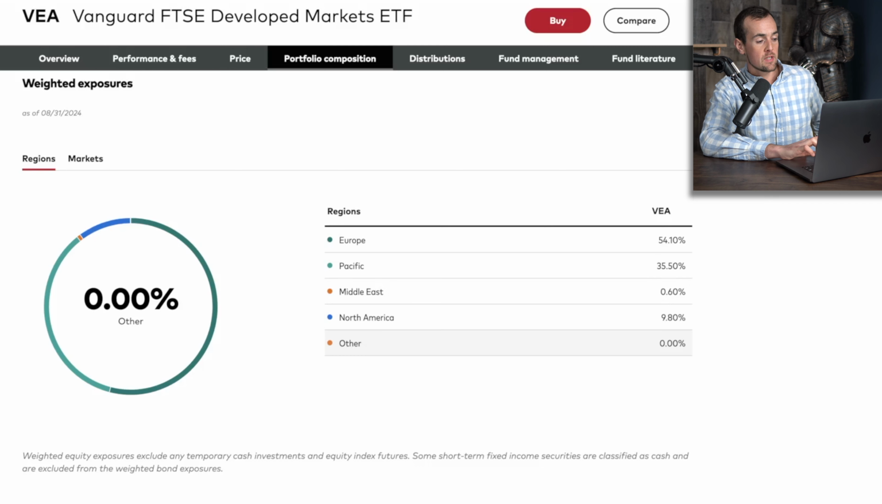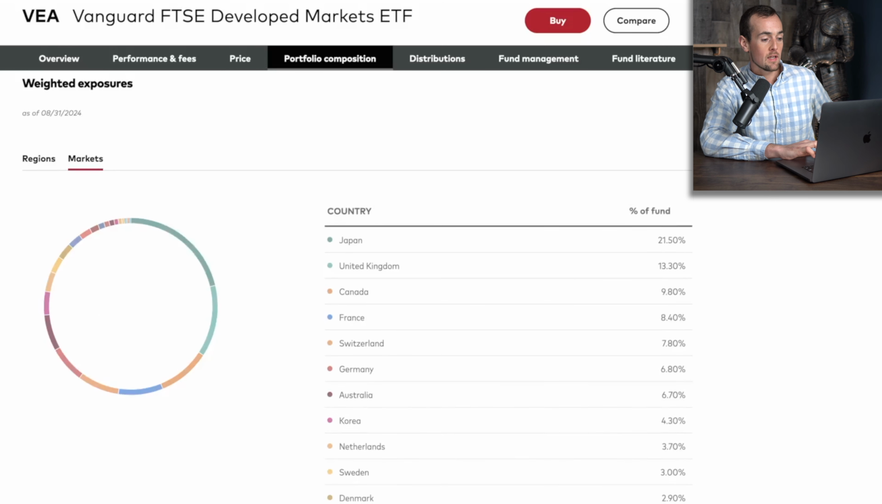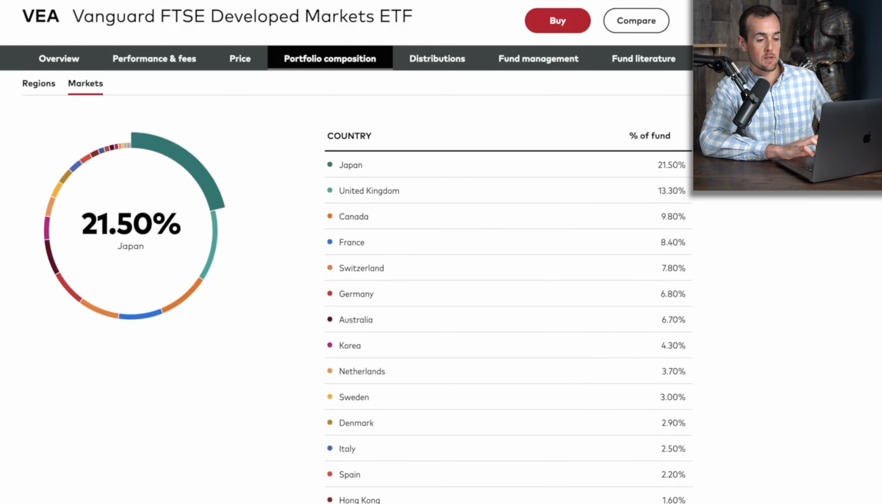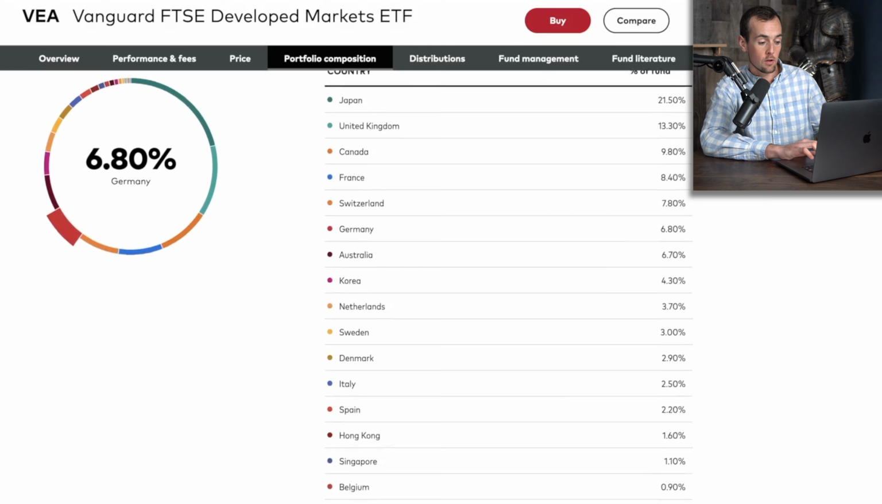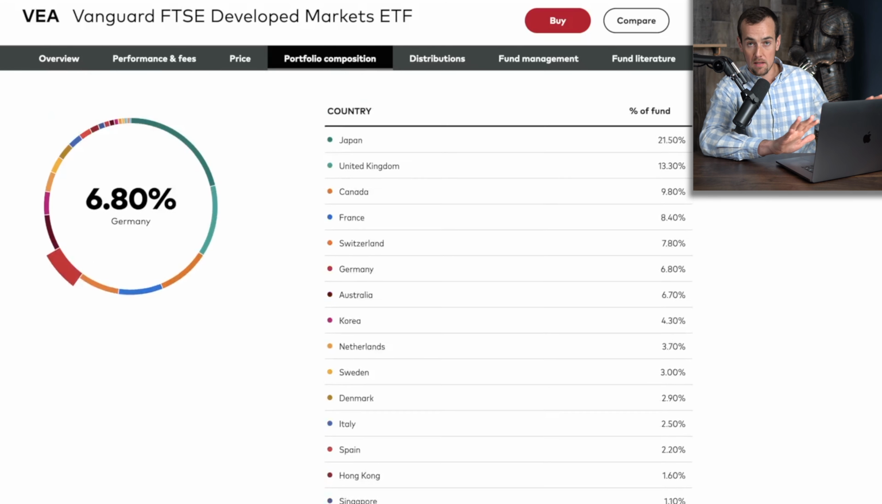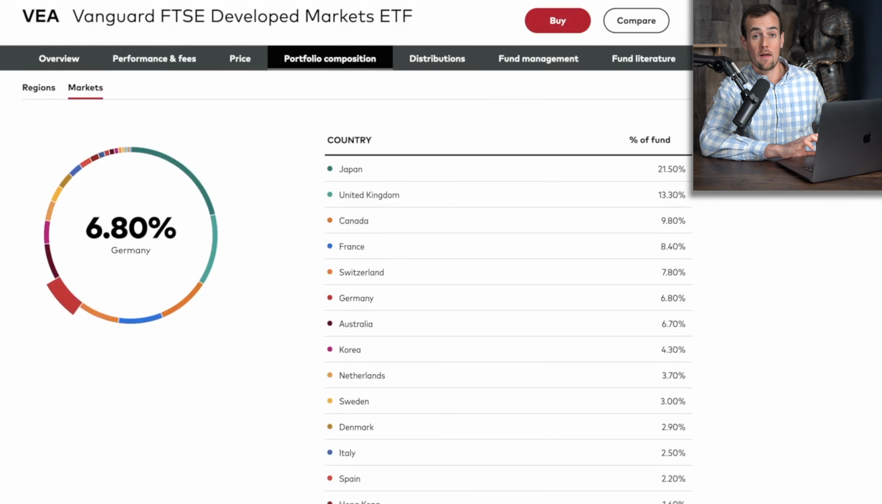If we take a look here at the markets, we can see that the largest represented market here is Japan at 21.5%. Then we have the UK at 13.3%, followed by Canada at 9.8%. And then you have France, Switzerland, Germany, etc. So these are the individual developed markets that are included in the fund and where your money is spread out across. And once again, this is going to be a market value weighted index.